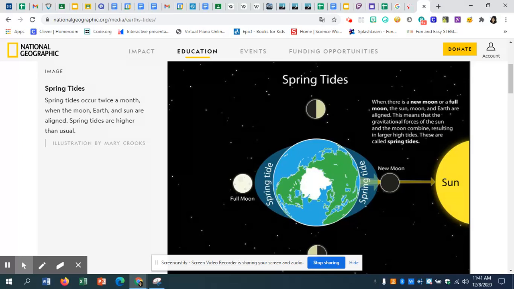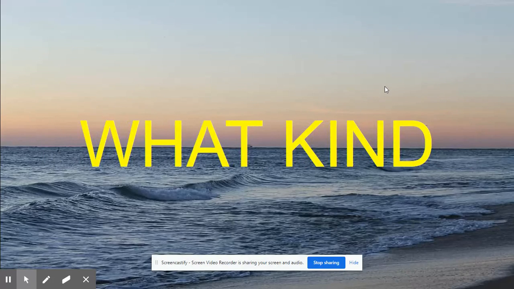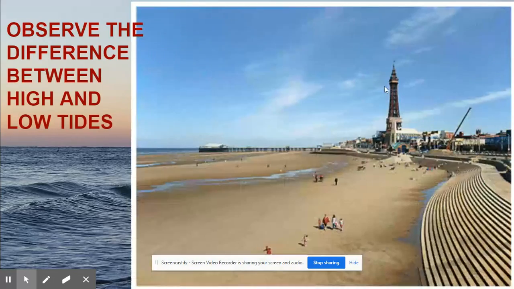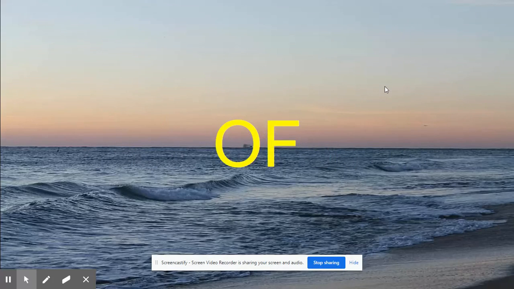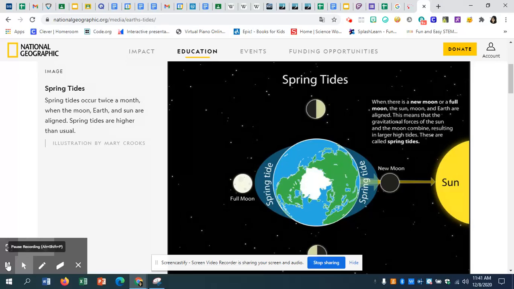on the Earth. When that happens, we have what we call a spring tide. Those are higher than normal high tides. And we'll look at some pictures of how that actually looks on Earth. But that's when you have a spring tide.